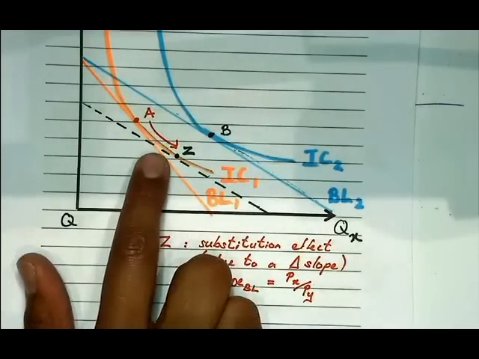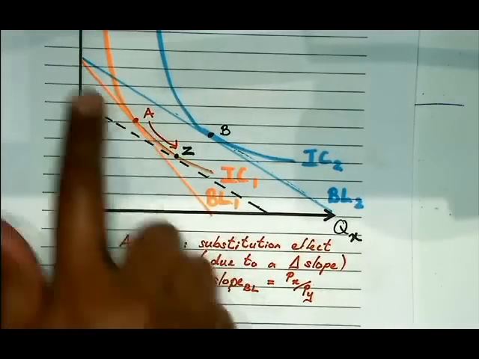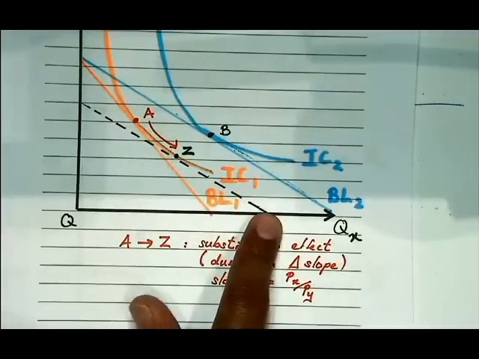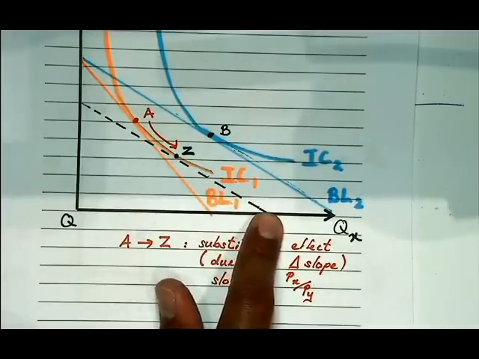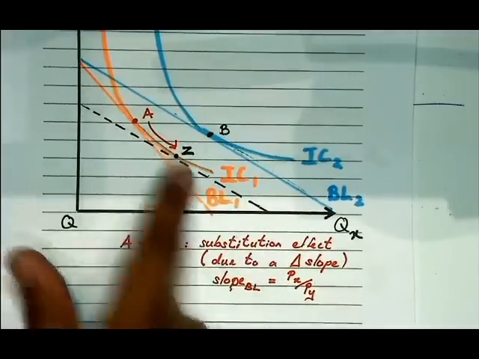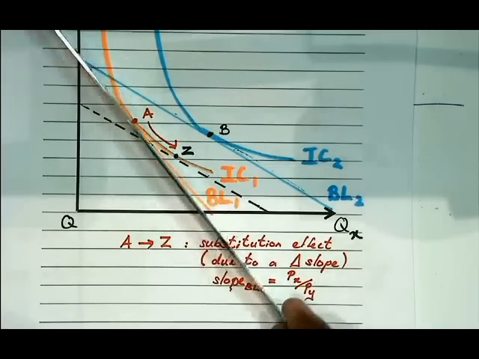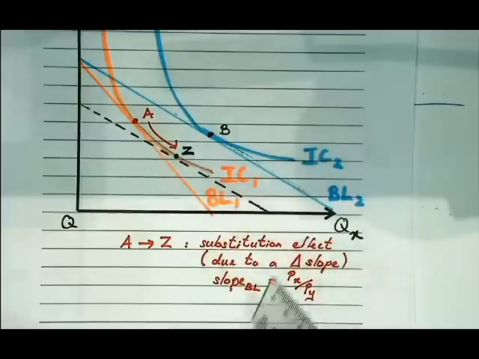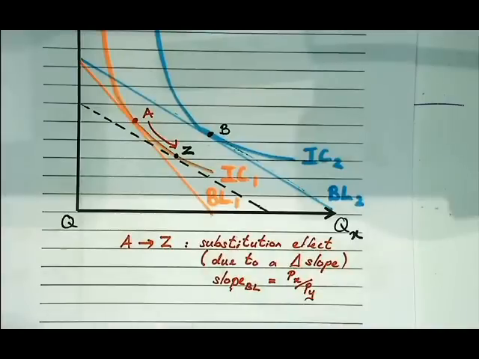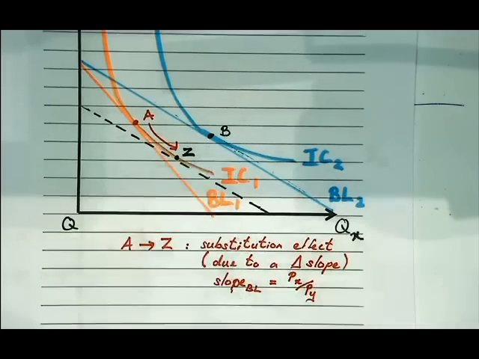I'm just connecting that definition to the graph. Slope of the budget represents relative price. We've gone from A to Z because the budget has changed in slope. Therefore, A to Z is the substitution effect. Is that okay? Change in the slope means change in the relative price. That's why A to Z is the substitution effect.